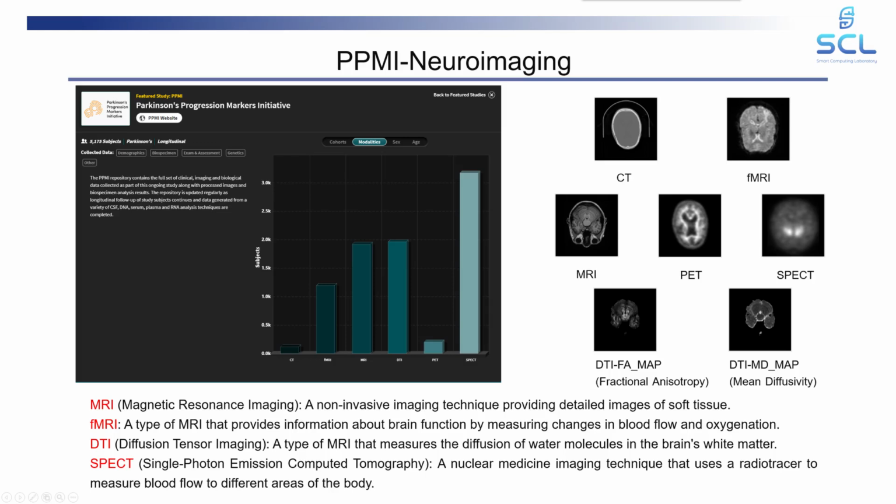There are many data sets on Parkinson's disease. PPMI is one of the most well-known data sets. PPMI offers a comprehensive collection of clinical, imaging and biological data, along with processed images and biospecimen analysis results. For neuroimaging, it includes CT, MRI, PET, SPECT, and DTI images from baseline to follow-ups. SPECT is the most common imaging technique in PPMI.